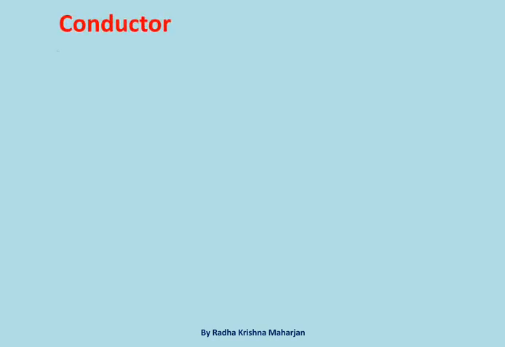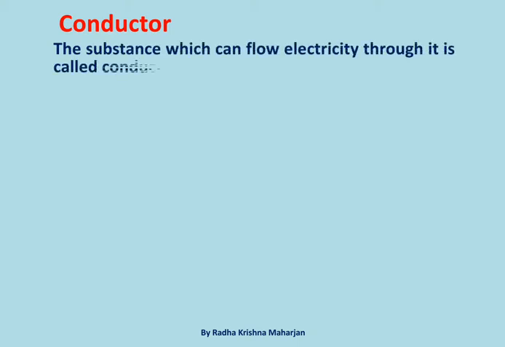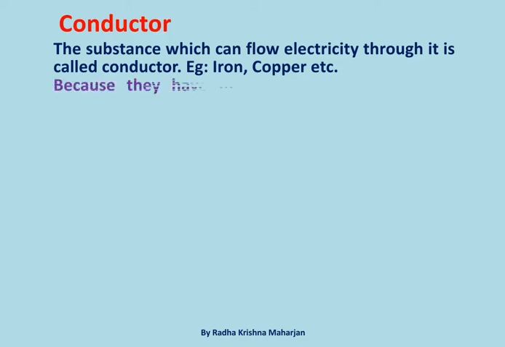Conductor. The substance which can flow electricity through it is called conductor. Example, iron, copper, etc. Because they have many free electrons to flow electricity.